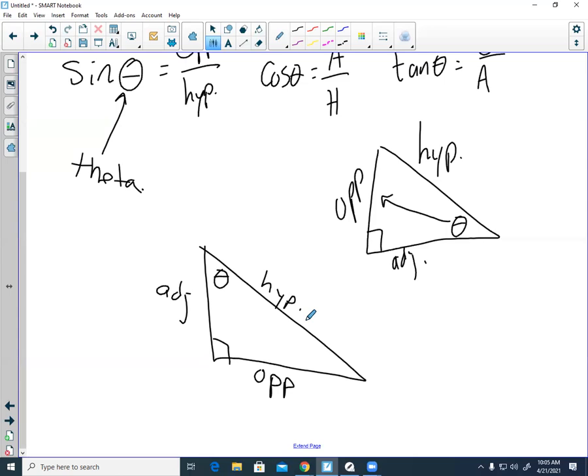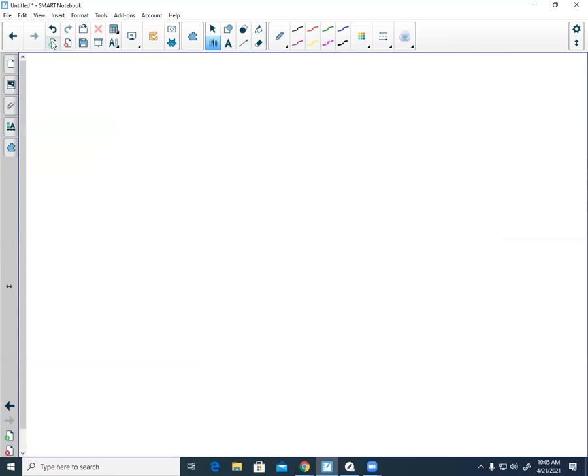Okay, there are three other trig functions that people don't really hear about until they get into either upper level algebra 2 or calculus. And those other trig functions are secant, cosecant. Actually, let me write it this way.